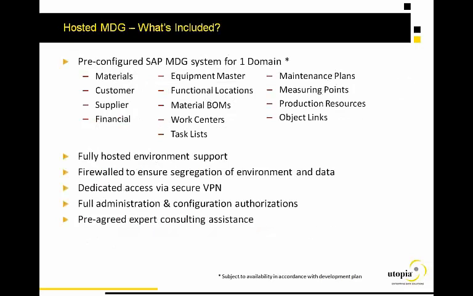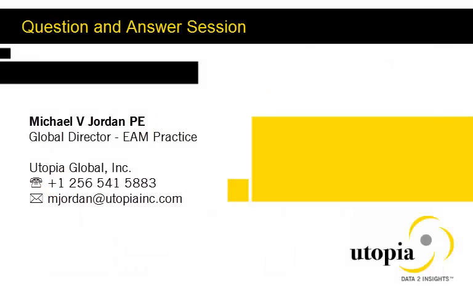Perhaps this slide says what I already said. The pre-configured system can address materials, customer, supplier, financial, which are SAP configured domains that are available in the cloud environment. So we're able to integrate your MDG for materials, which comes from SAP, with our equipment master, our functional locations, our BOMs, and build this out in a fully deployed hosted environment to give you that try and buy capability for a full up MDG experience. Let's open the floor for questions.